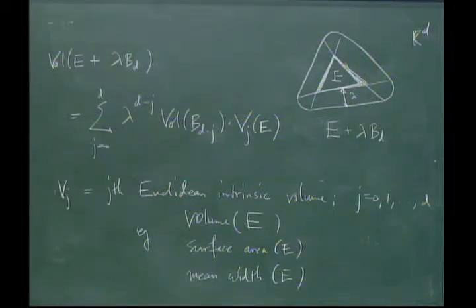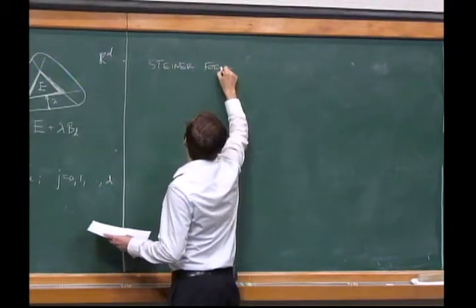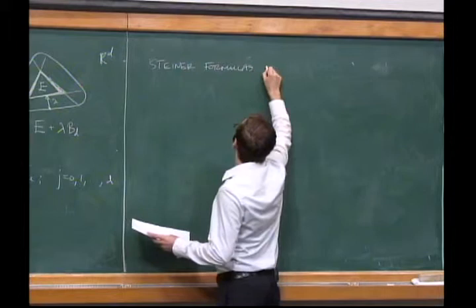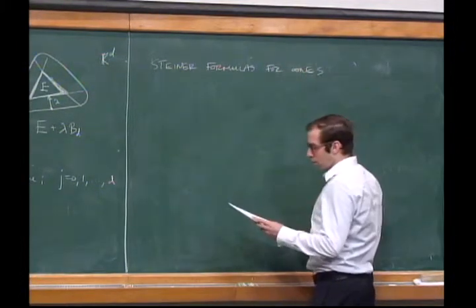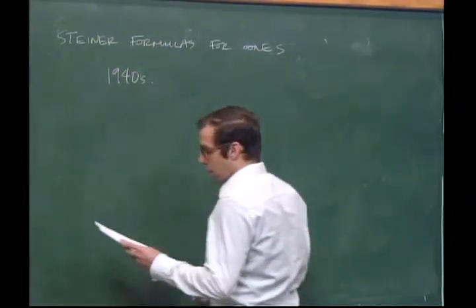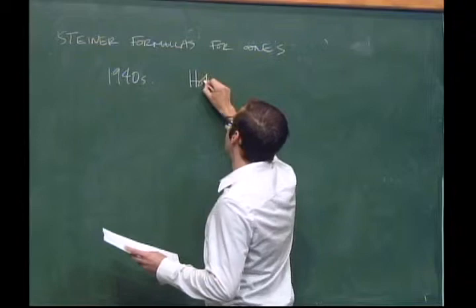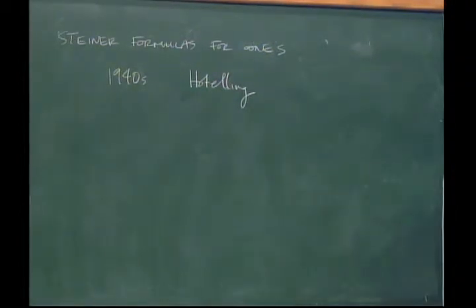Okay. Now, it turns out there are also Steiner formulas for cones. So these are somewhat later. These date to the 1940s with work of Hotelling. Has anyone heard of Hotelling? What is he most famous for? Principal component analysis. Same Hotelling.